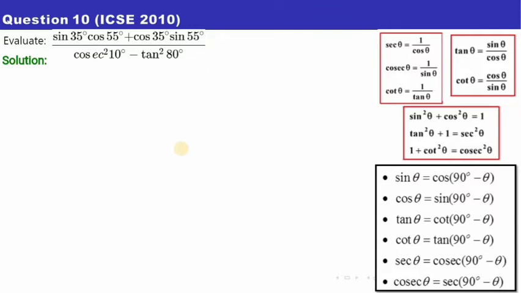Okay, now we will take up the ICSE questions, and these are the last 3 questions from your exercise. We have not yet finished the exercise, but I'm just taking a few ICSE problems so that it becomes very easy for you to do the other sums as well. Okay, so here we need to evaluate this.